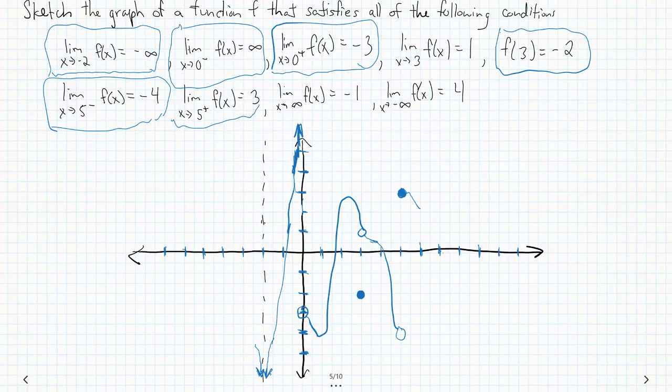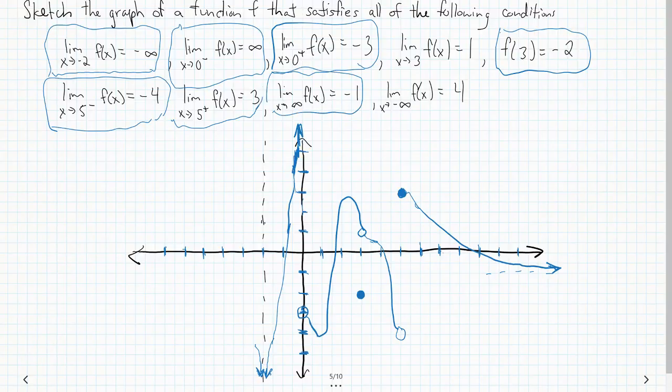Now, moving forward from this part, limit as x approaches infinity equals negative 1. So what happens is, as we go off to infinity, we get towards negative 1. So we'll go off towards infinity, and we're getting closer and closer to negative 1. So that takes care of this piece.